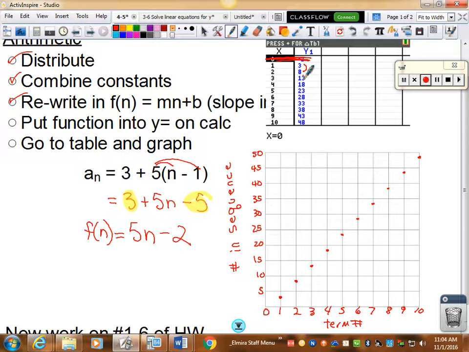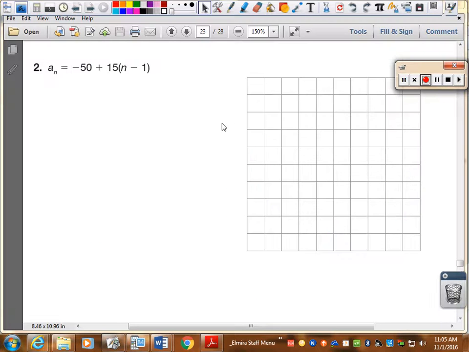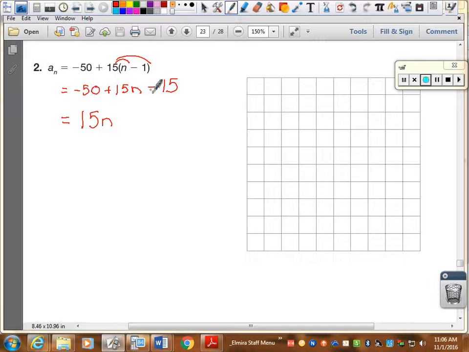Okay, I want to show you a homework one, so hold on a second here, let me pull that up. Okay guys, so here's number 2 on the homework. Distribute. Put the 15n first. Negative 50 minus 15 is a negative 65. And switch your notation to f of n. Okay, that's fine, right?